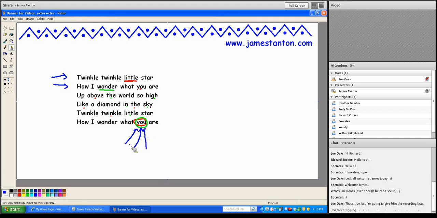And the amazing thing about Twinkle Twinkle Little Star, start on any word in the first two lines, you are guaranteed to end up on the word you. In fact, you can push this a little bit further. What if I start on the word up? That's two letters, one, two. That gets me to the. I've already landed on the, so I know that also goes to you. So up works. Above, five letters, one, two, three, four, five. That gets me on like. We've already done like. We know that goes to you as well. So above works.